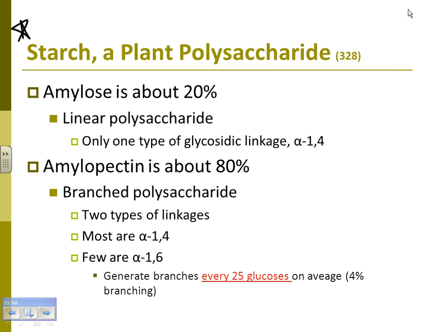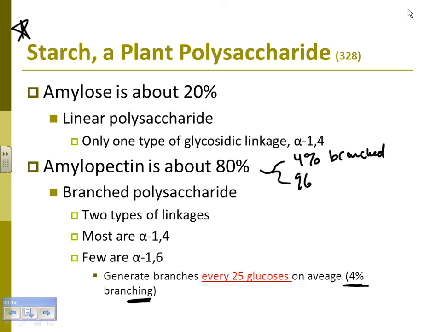Alright, good stuff on starch. So we know amylose is 20% and it's linear. Amylopectin is 80%. Every 4% of them branch. So if you were to write this out for amylopectin, it is only 4% branched.